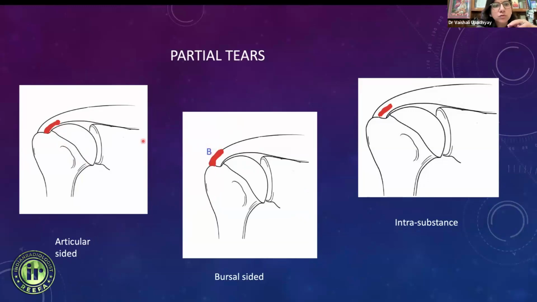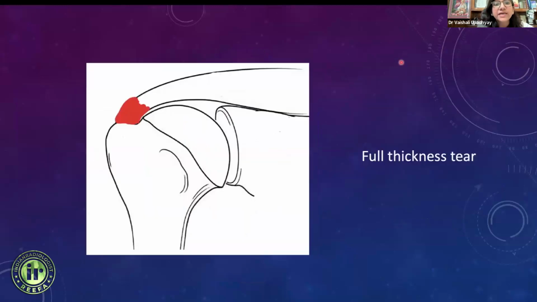subdeltoid bursa. So those partial tears, meaning those involving only some of the fibers of the tendon, if they are facing the articular part, are called articular-sided partial tears. If they are facing the bursa, they are called bursal-sided partial tears. And if they are within the substance of the tendon and not involving either the articular side or the bursal side, then they are known as intrasubstance or interstitial tears.